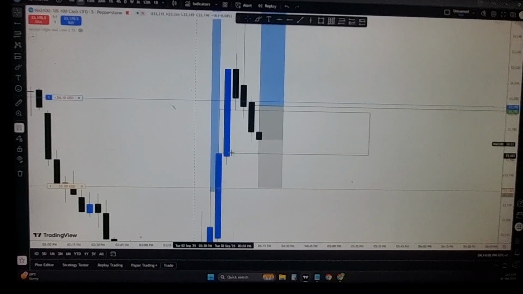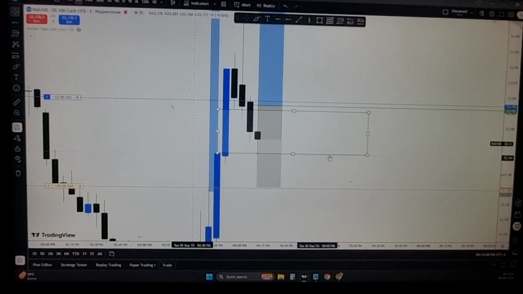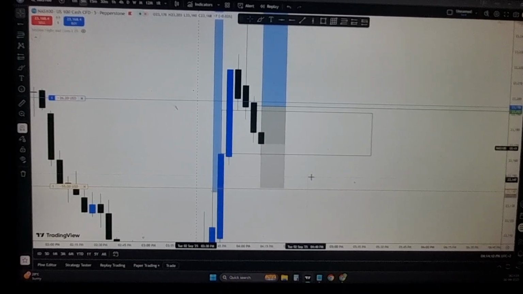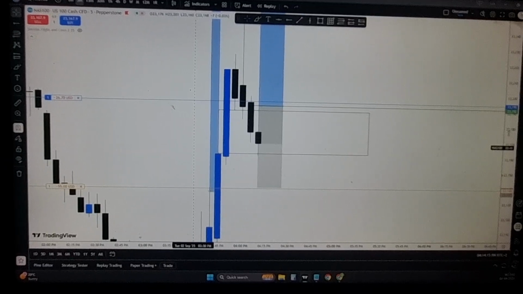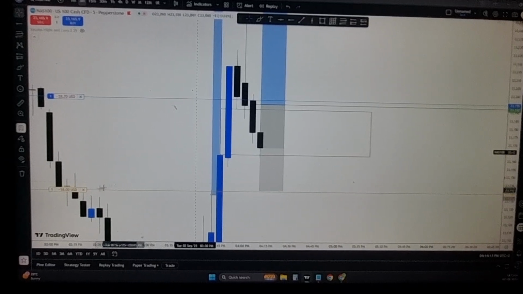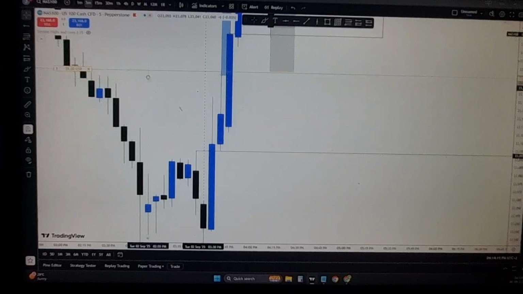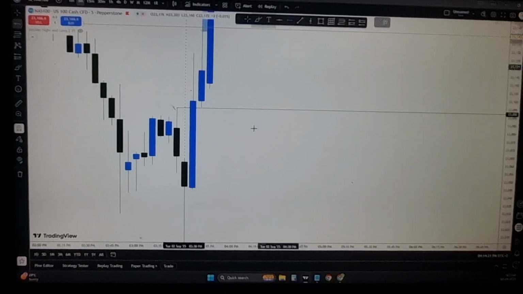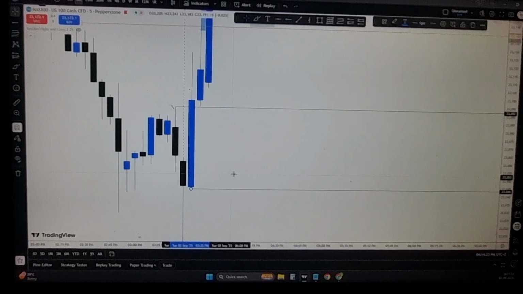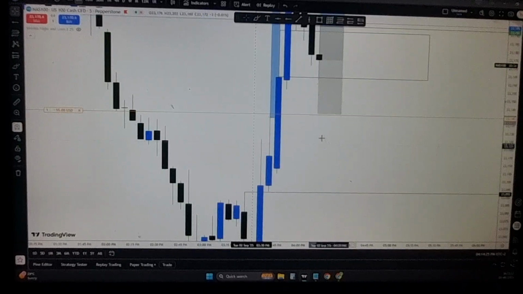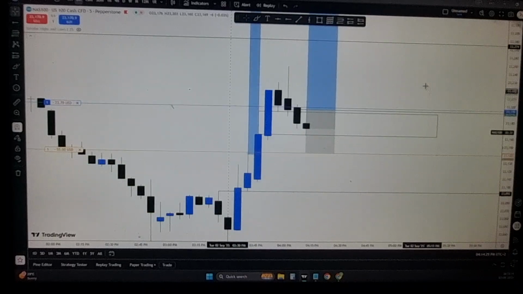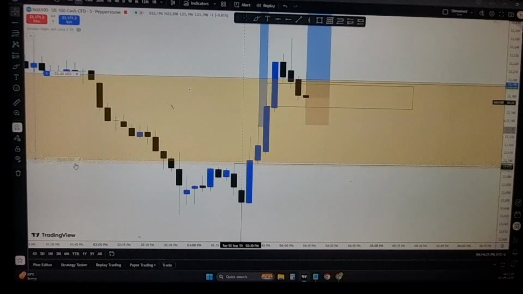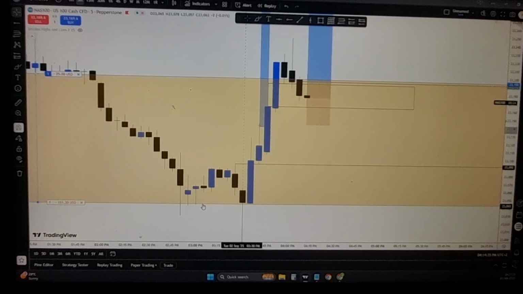Okay, if it goes below this point of the fair value gap, stop loss 1 got hit. Okay, that's stop loss 1. Yeah, stop loss 2, extended stop loss 3. Okay, see what's the risk on 150.